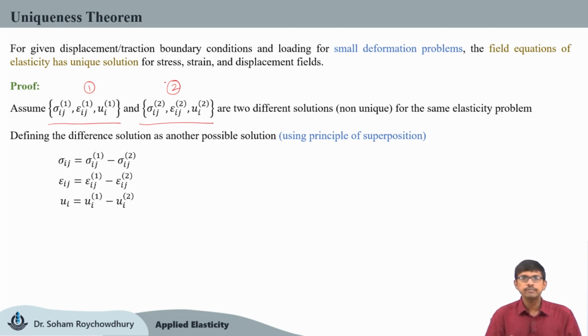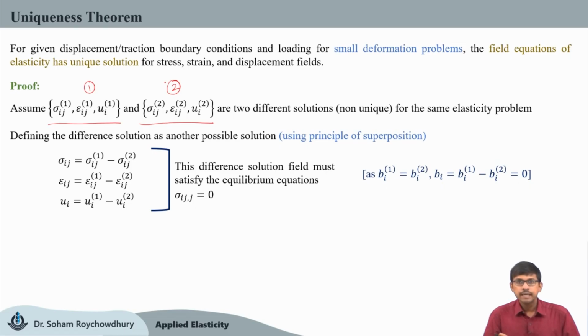So, this difference solution is defined to be another possible solution of the same problem, and for this case the Bi would be equal to 0, because the body force acting in the first case and the body force acting in the second case must be the same, because that is given. You look at the statement for given displacement, traction boundary and loading. The loading means body forces, surface tractions, boundary conditions over gamma u and gamma t; they should be the same for both problem 1 and problem 2. Thus, for the new state, the difference solution, Bi should be 0, as Bi1 equals Bi2.